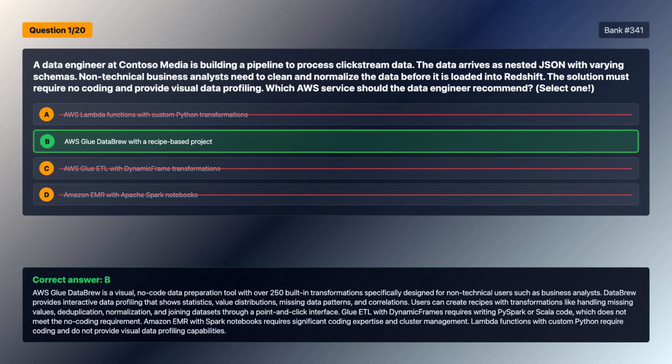Glue ETL with dynamic frames requires writing PySpark or Scala code, which does not meet the no-coding requirement. Amazon EMR with Spark notebooks requires significant coding expertise and cluster management. Lambda functions with custom Python require coding and do not provide visual data profiling capabilities.